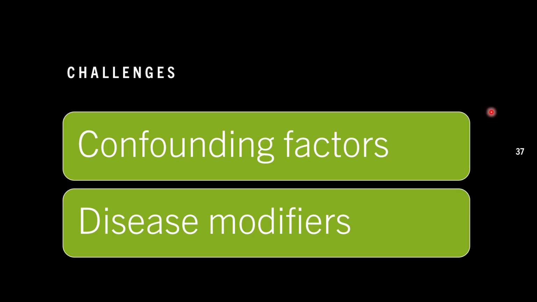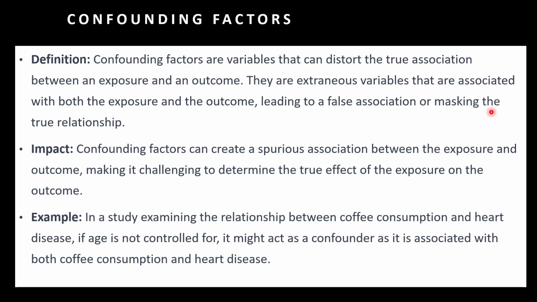So what are the confounding factors and the disease modifiers? The confounding factors are the variables that can distort the true association between an exposure and the outcome. So they are variables that are associated with both the exposure and the outcome, leading to false association or masking the true relationship. So the confounding factor can create a spurious association between exposure and outcome.